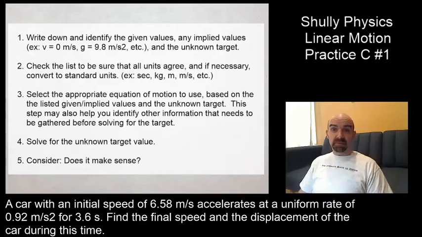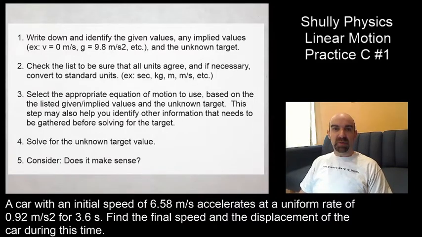This is linear motion practice C number 1. A car with an initial speed of 6.58 meters per second accelerates at a uniform rate of 0.92 meters per second squared for 3.6 seconds. Find the final speed and the displacement of the car during this time. So we have two unknowns in this case.